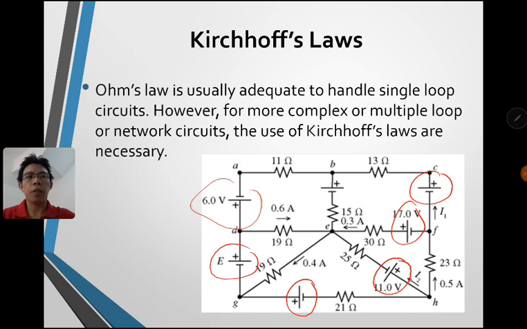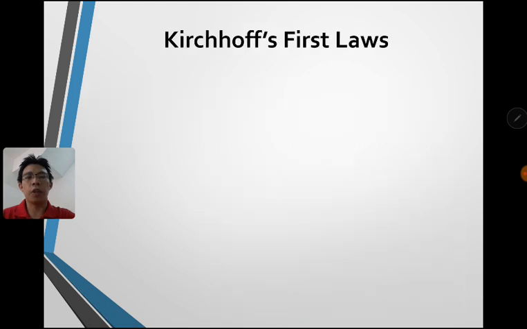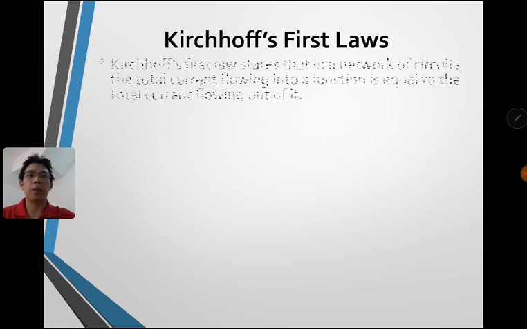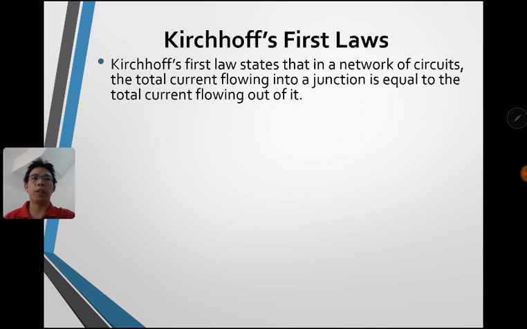Therefore there are Kirchhoff's laws. There are two laws. The first one is called the first law, and the second, of course, is called the second law. So it's that simple. First law, what's that about? If you have a circuit, the total current flowing into a junction is equal to the total current flowing out of it. So I give you an example of the diagram here.